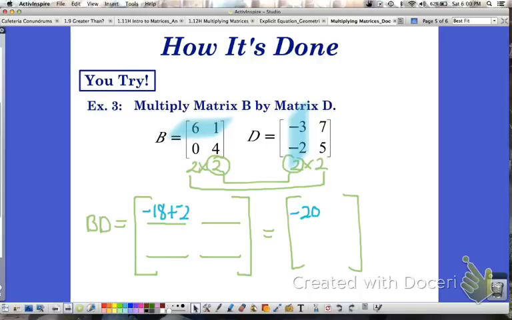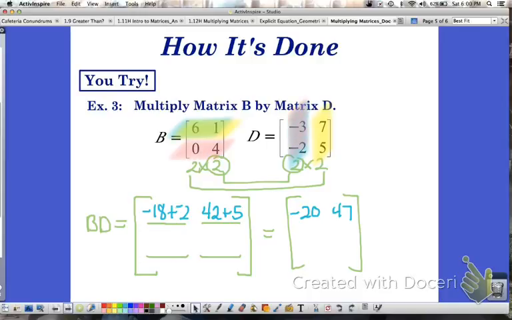Again, different column, same row. 6 times 7. I just lost it for a second. 6 times 7, 42, plus 1 times 5, 5. 42 plus 5, 47.